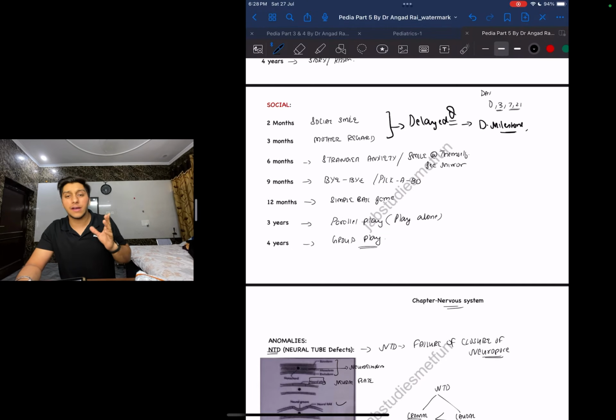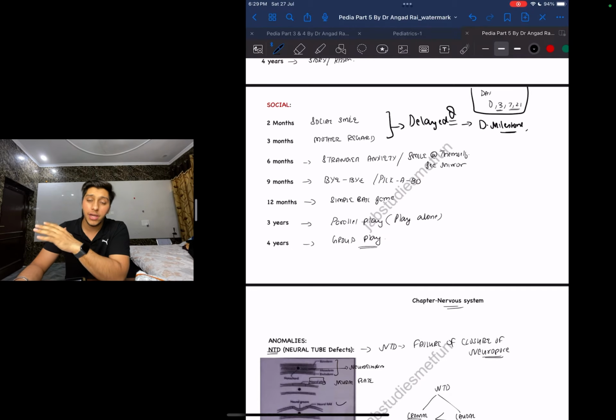I know it is comparatively a bit of a mugging up topic, so I did not waste too much time on this, but I want you guys to revise this regularly. How you can revise this, I've explained in this part: day 0, 3, 7 and 21. Whenever you revise, for example, today you're revising, then revise it after 3 days, then 7 days, then 21 days. Like that, you will retain that information longer. Try to teach this to someone, so that it will be much easier for you as well.